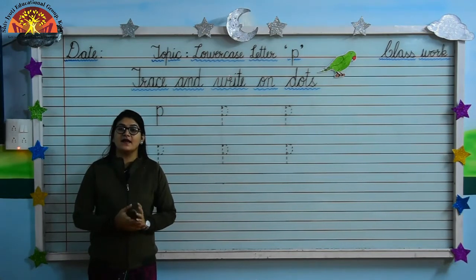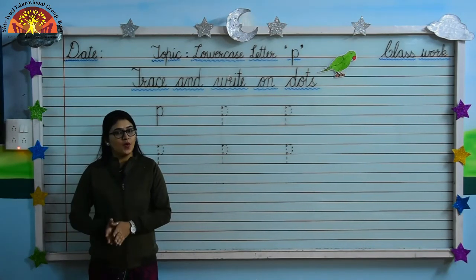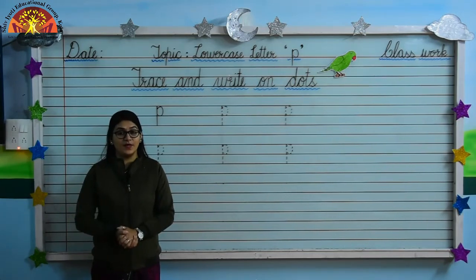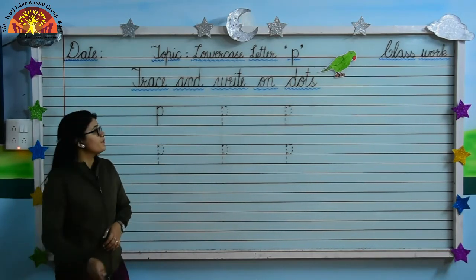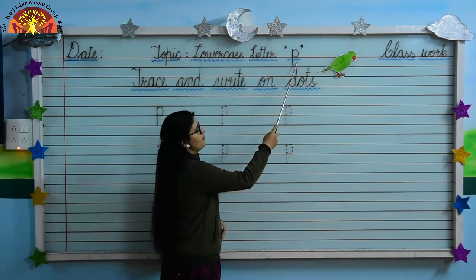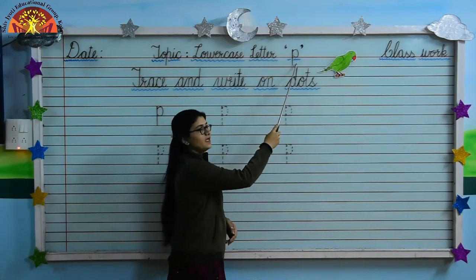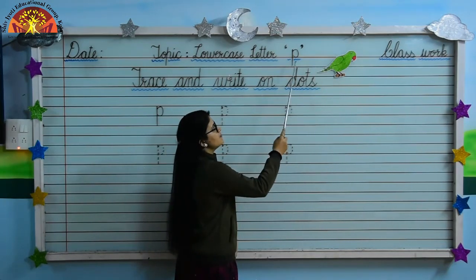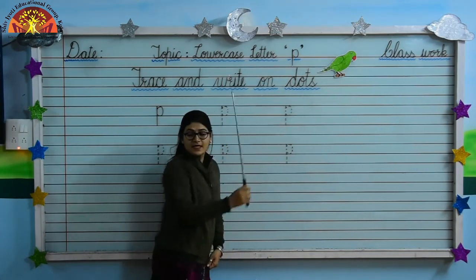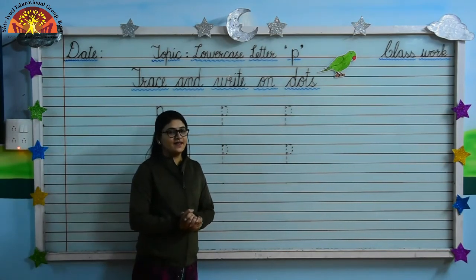So kids, in the earlier class we have done the revision work of lowercase letters K to O, and now today we are going to learn how to trace and write lowercase letter P on dots. Lowercase letter P. P for parrot. P for parrot. Now kids, let's draw lowercase letter P in the air.